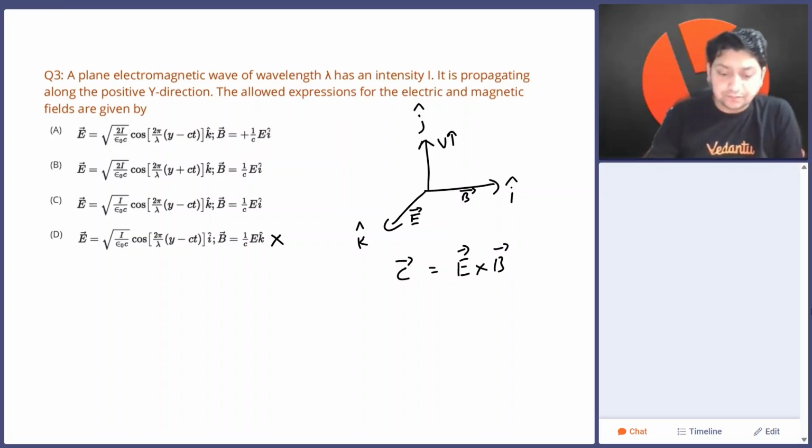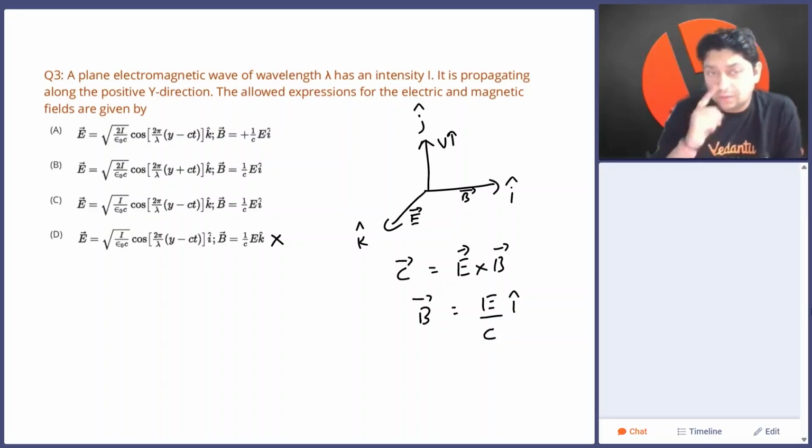Let's move to the next case. We need to find out the magnitude of the electric field. From here we can easily figure out that the magnetic field vector must be in the direction of i cap, so it will be E i cap by C. This will be the magnetic field vector. So all these three options are the same, so we can't figure out from A, B, C which option will be the correct one. So we have to find out the electric field.